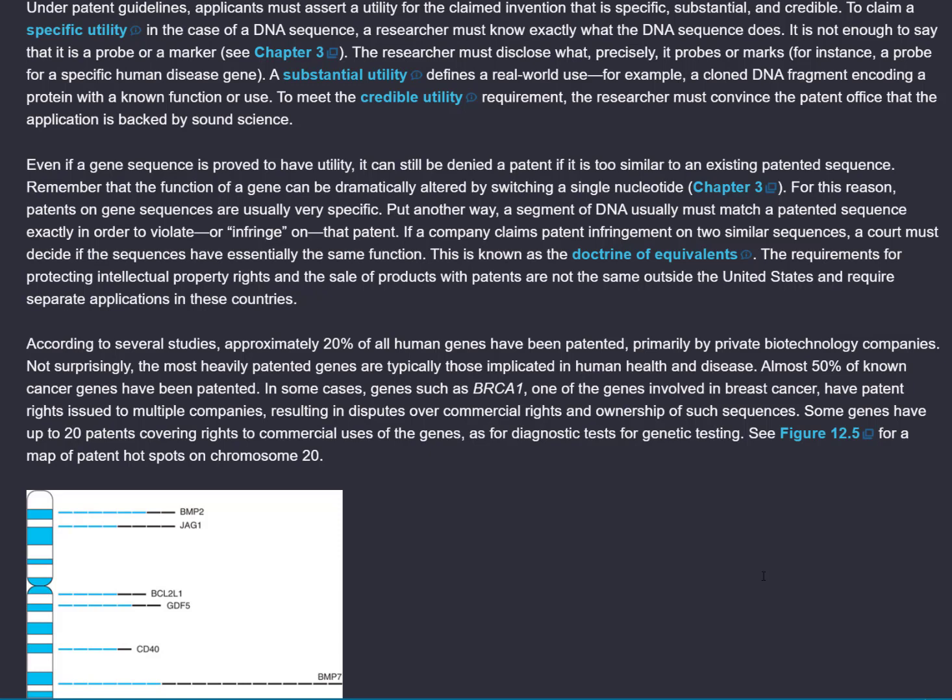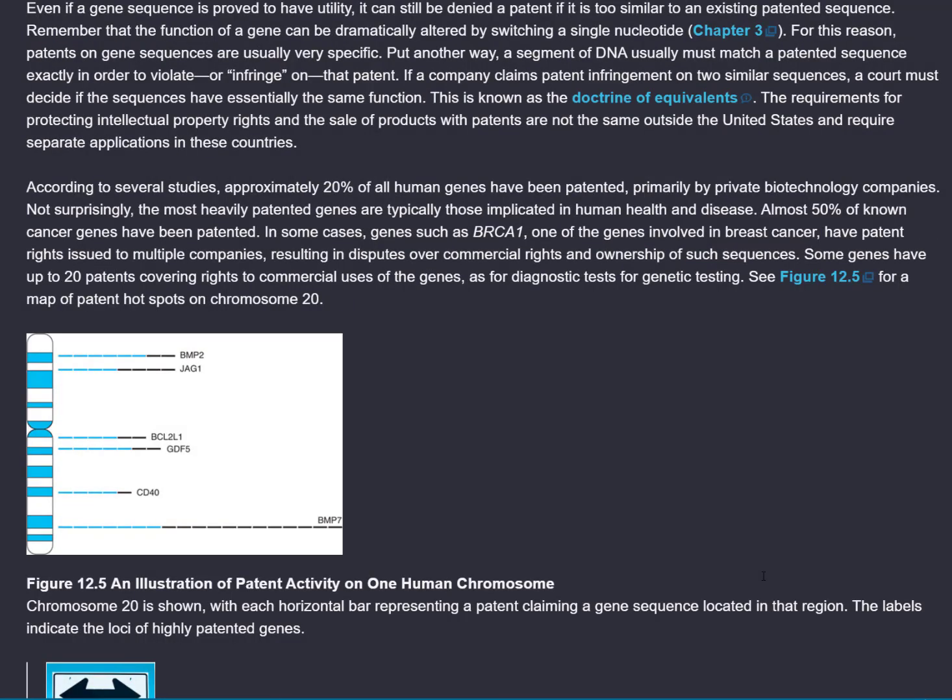To claim a specific utility in the case of a DNA sequence, a researcher must know exactly what the DNA sequence does. It is not enough to say that it is a probe or a marker, see Chapter 3. The researcher must disclose what, precisely, it probes or marks, for instance, a probe for a specific human disease gene. A substantial utility defines a real-world use, for example, a cloned DNA fragment encoding a protein with a known function or use. To meet the credible utility requirement, the researcher must convince the patent office that the application is backed by sound science. Even if a gene sequence is proved to have utility, it can still be denied a patent if it is too similar to an existing patented sequence.